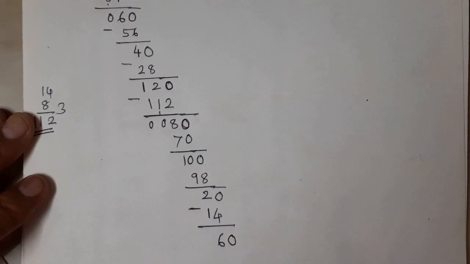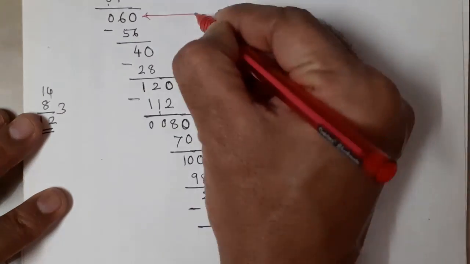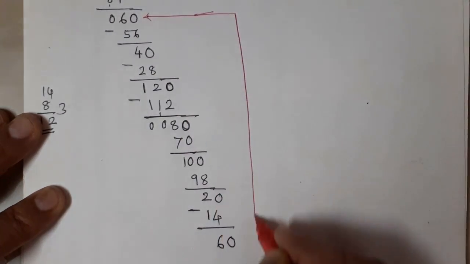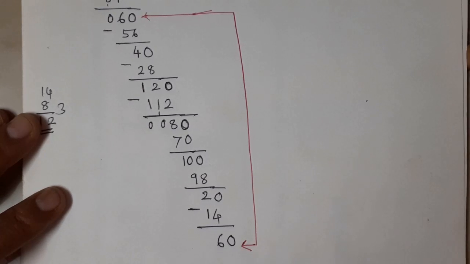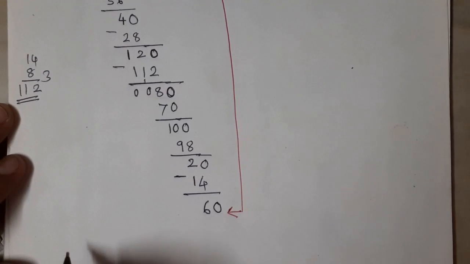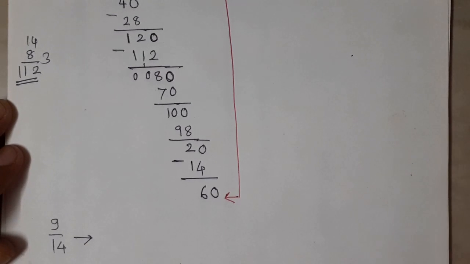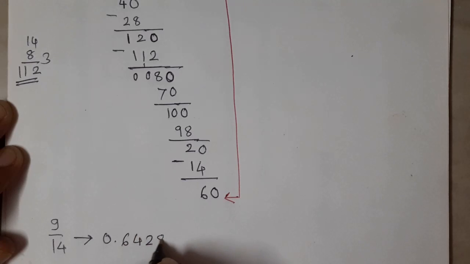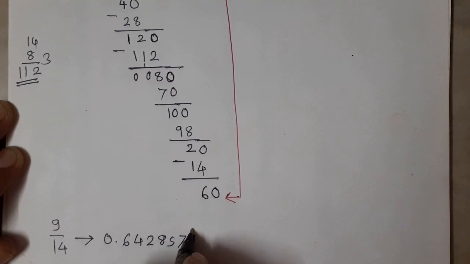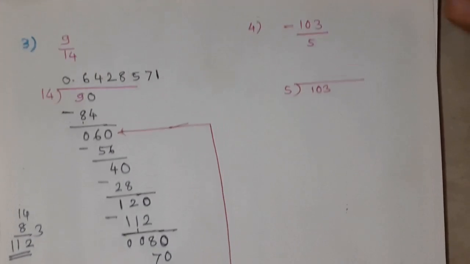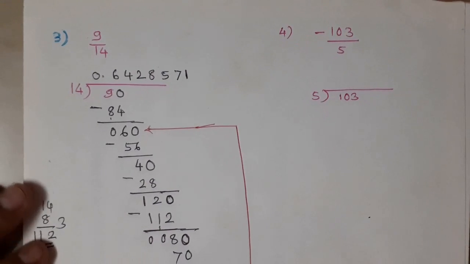So from here your process gets repeated. Whatever is 9 by 14, it will get converted to 0.6428571, and it is repeating henceforth, that's why we have to take it as a bar. That is the answer. Then we have to see the fourth example, that is minus 103 divided by 5.